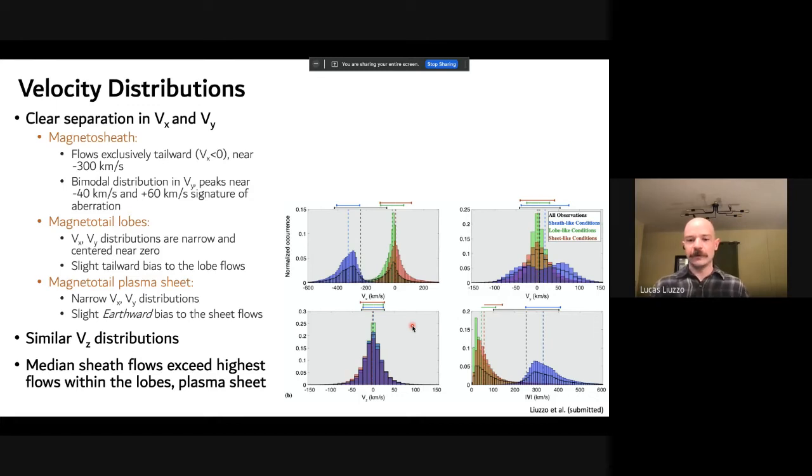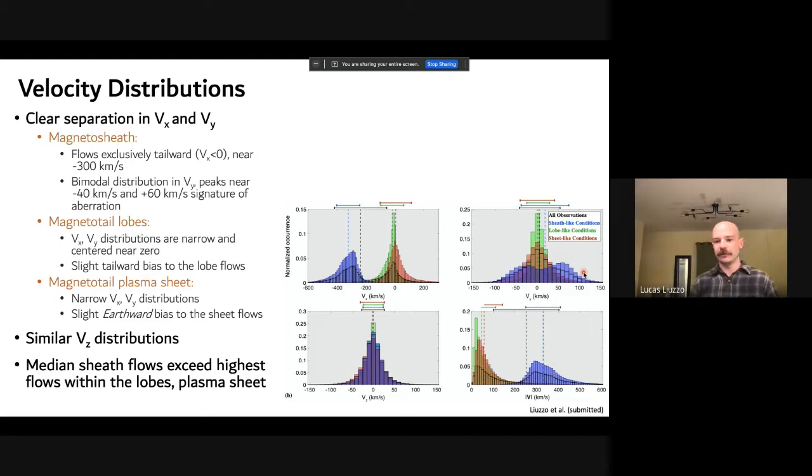We can look at these same distributions now for velocity. And again, the magnetosheath pops right out. You see these really high tailward flows, where in magnitude the average or median value, here in this dashed line, even exceeds the highest values experienced in the magnetotail lobes or plasma sheet. We also see this almost bimodal, two-peaked structure in the magnetosheath flows, again associated with the dawn and dusk VY components.